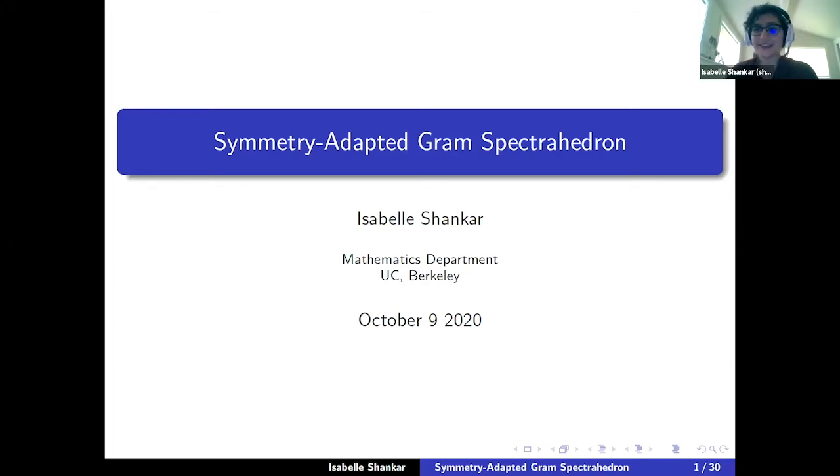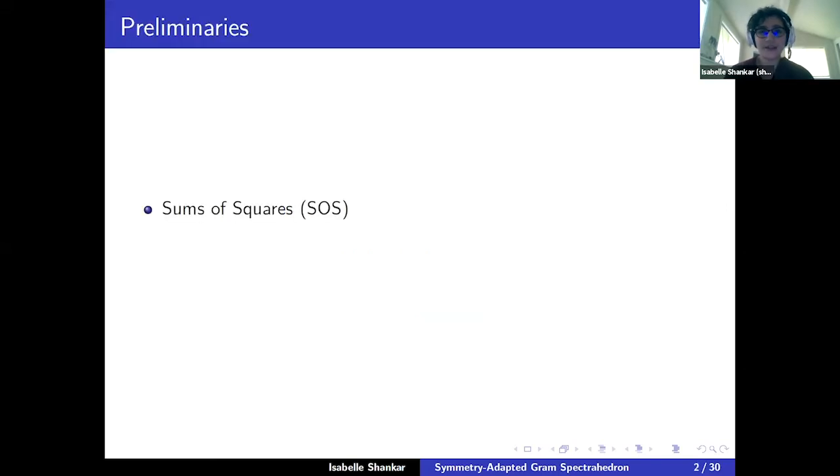As Annie said, I'll be talking about symmetry adapted Gram spectrahedra today. But to start, this first portion, I'll be going over sums of squares, the basic theory of them, and also talk a little bit about symmetric polynomials as sums of squares. So that's where we'll start.